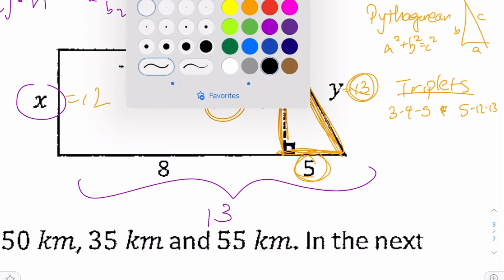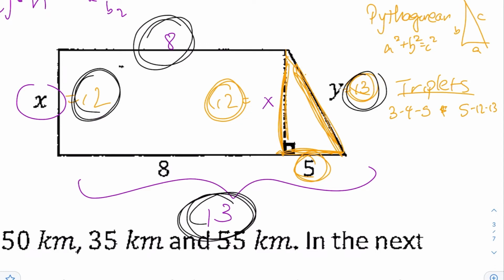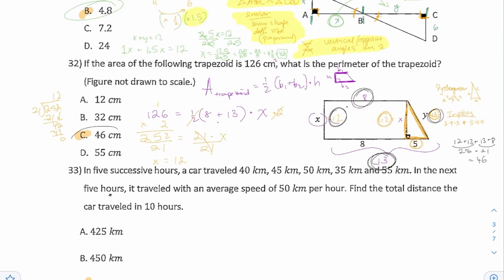And this will help you find the perimeter because you have 13 for the bottom, 8 for the top, 12 for the left, and 13 for the right. So if you add 12 plus 13 plus 13 plus 8, that gives you 25 plus 21, or 46. So the perimeter will be choice C, 46 centimeters.